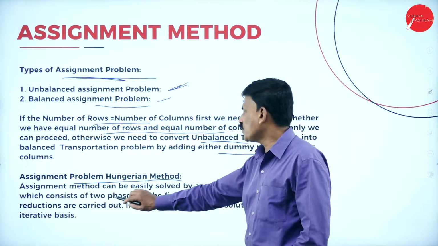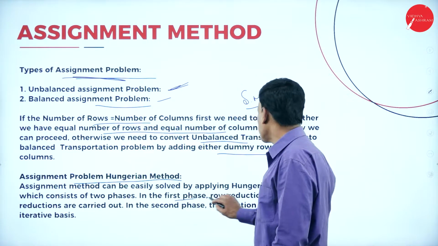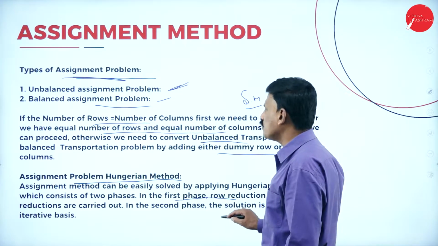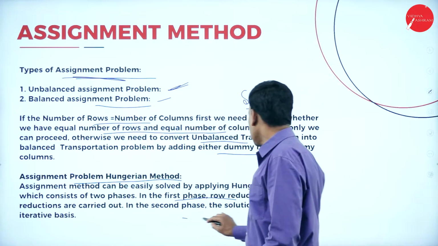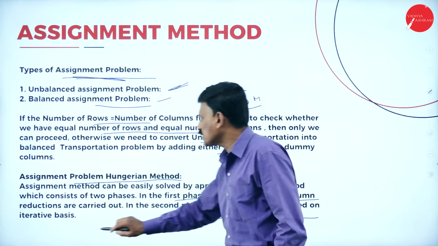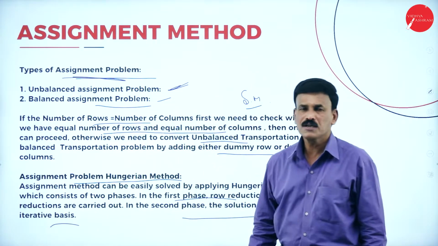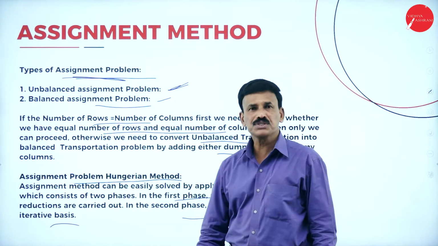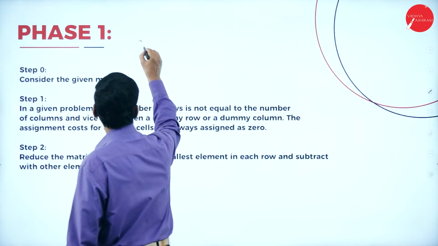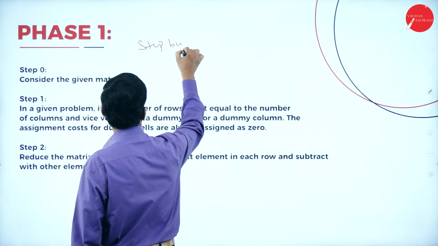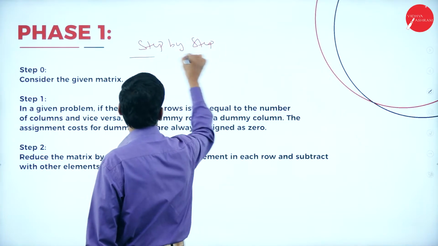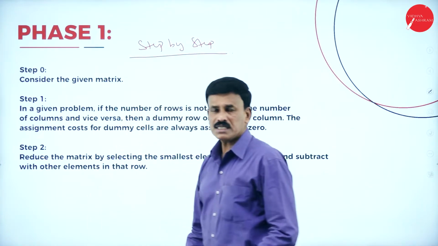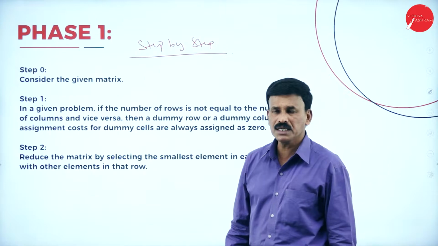So, the method consists of two phases. In the first phase, row reduction and column reductions are carried out. In the second phase, the solution is optimized on an iterative basis. Now, the step by step procedure to solve the assignment problem using the Hungarian method.